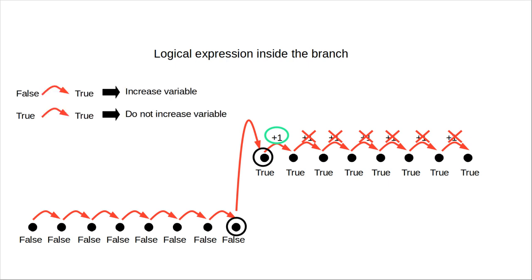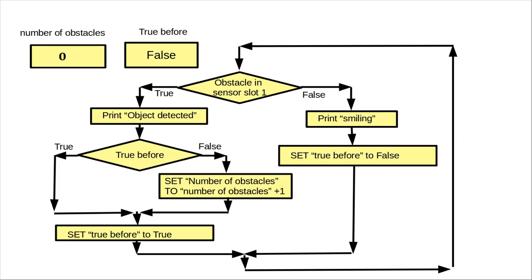The answer is simple. The good increase occurs after a true outcome that follows a false outcome. So each time we get a new outcome, we just need to remember the previous one. Or said otherwise, we should store each new outcome in a variable so that we are able to remember it when the next outcome arrives. Therefore, we need to use a new variable and we name this variable true before. We store logical values in this variable, and initially we set it to false, because initially no obstacle has arrived.